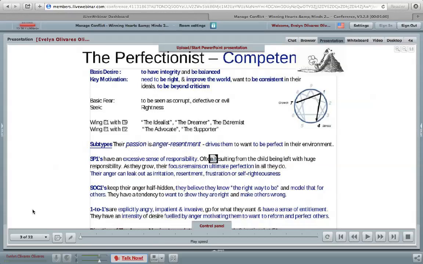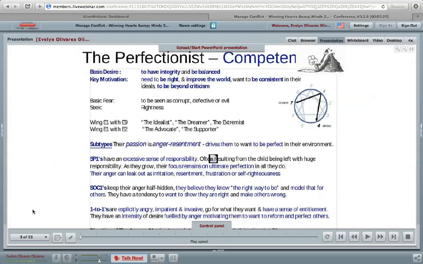If you are a perfectionist and you lean towards the 9 wing, which is the peacemaker, the harmonizer, then you are an idealist, a dreamer and an extremist, perhaps. If you are a 1 leaning toward the 2, which is the nurturer, you're more an advocate and a supporter of other people. The subtypes are self-preservation, social, and one-to-ones.